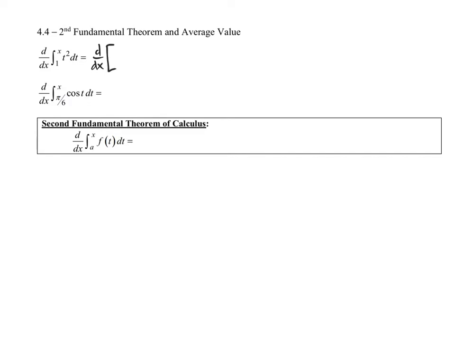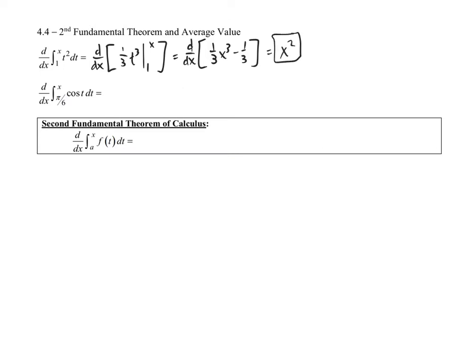So if I take the antiderivative of t squared, that would be 1/3 t cubed evaluated from 1 to x. Continuing with the first fundamental theorem of calculus, this would equal, plugging in my upper bound, 1/3 of x cubed minus 1/3. And then finally, taking the derivative of that bracket, I would wind up with x squared.